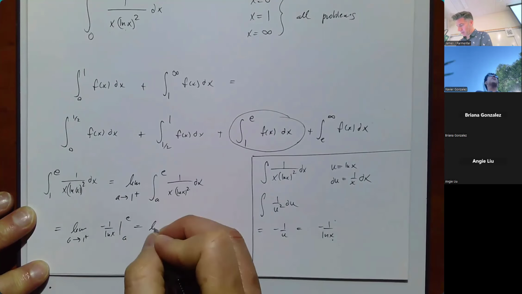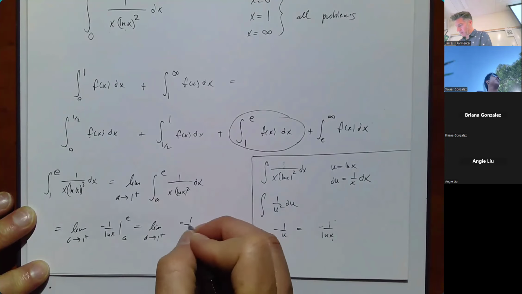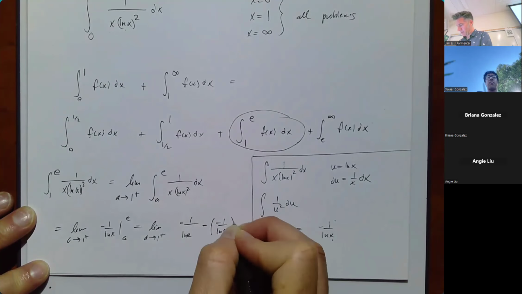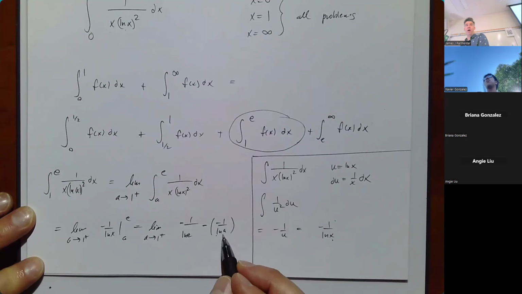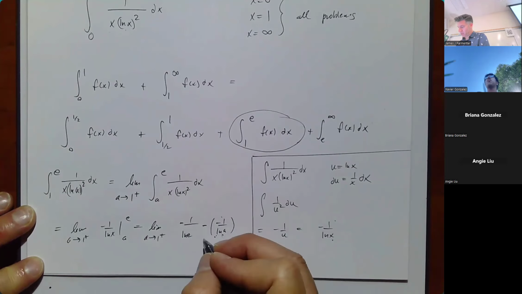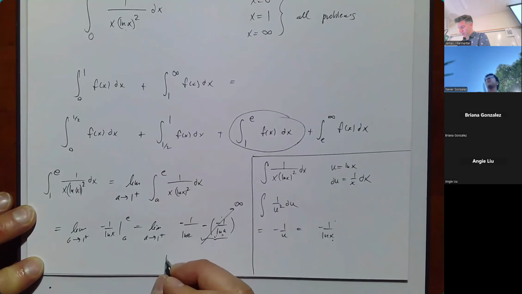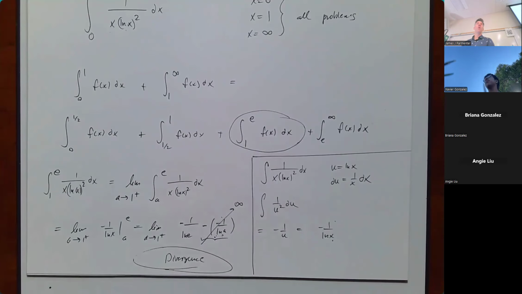Then we plug in, and we get the limit as a approaches 1 from the right of negative 1 over the natural log of e minus negative 1 over the natural log of a. And the 1 over natural log of a here, since a is going to 1, natural log of a is going to be 0. That's going to be a 1 over 0, which is going to go to infinity. So this part here goes to infinity, so we get divergence, because once one piece diverges, the whole thing diverges.